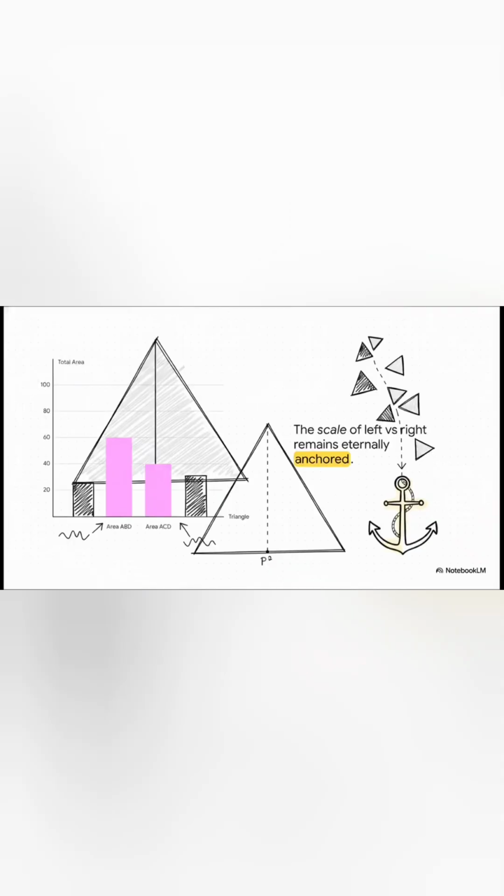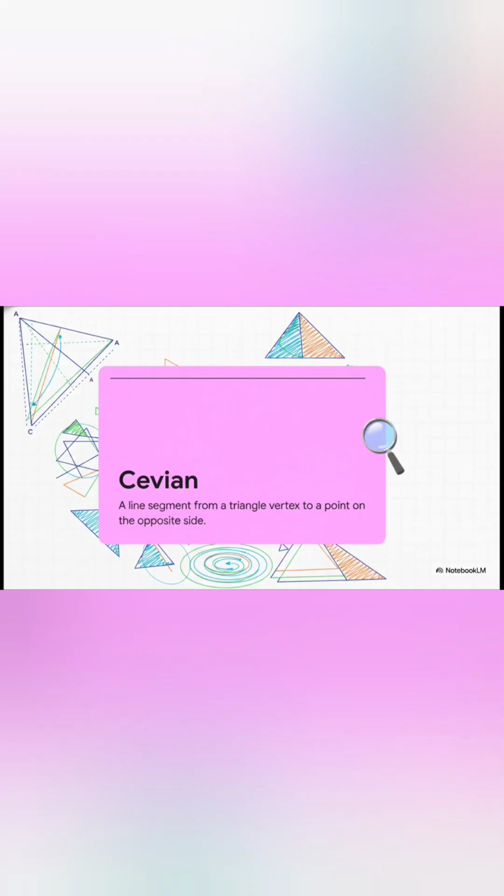You could literally move point D anywhere on that center vertical-ish line segment. As you slide it, the distinct areas of ABD and ACD will perfectly maintain their relative sizes to one another. The total size changes, sure, but the scale of left versus right remains eternally anchored to where point P sits on the bottom base. Oh, and by the way, just a quick aside for the geometry fans out there. That centerline segment AP that drops from a vertex to the opposite side, it actually has a formal name. It's called a cevian. Understanding how cevians slice up the internal areas of a triangle is a fundamental building block in unlocking way more advanced geometric concepts like Ceva's theorem.